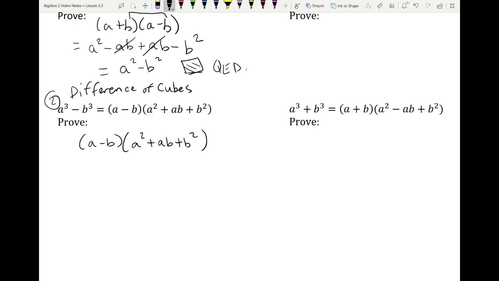All right, so we're going to be distributing. A times a squared is a cubed. A to the third power, you have a total of 3 a's. We have a times ab, which is 2 a's and 1 b, and it's positive, so we have a to the second power times b. Now we have a times b squared, which is just ab squared. Now let's do negative b times a squared, which is negative ba squared, or negative a squared b. It doesn't matter what order you put it in.